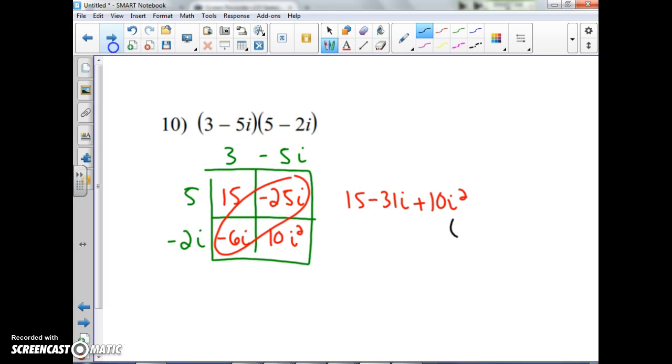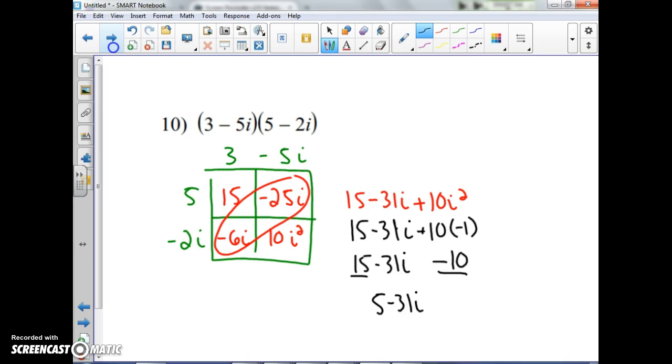Remember, we said i squared is the same thing as negative 1. So I got 10 times negative 1, which is negative 10. So I have 15 minus 31i plus 10 times negative 1, or 15 minus 31i minus 10. 15 minus 10 is 5 minus 31i.